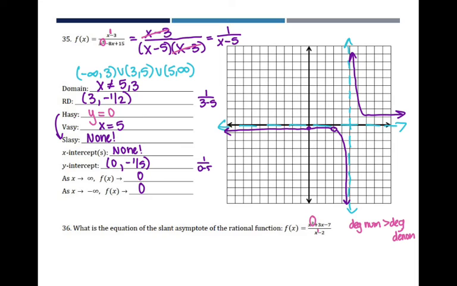Now, in order to figure out the equation of your slant asymptote, what you need to do is actually divide these 2 polynomials. So I need to actually take x squared plus 3x minus 7 and divide it by x minus 2. Now, there's 2 methods for doing that. You can use long division or synthetic division. Personally, I'm a big fan of synthetic division because it's faster.